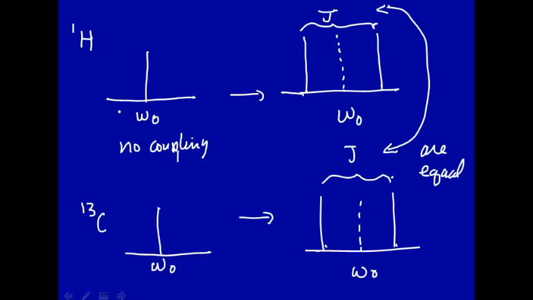Now, instead of considering the case where you have different kinds of nuclei, here you have a hydrogen and here you have a carbon, and we're coupling the hydrogen to carbon. This is called heteronuclear coupling. Let's do homonuclear coupling, where we're looking at a coupling of H with H.